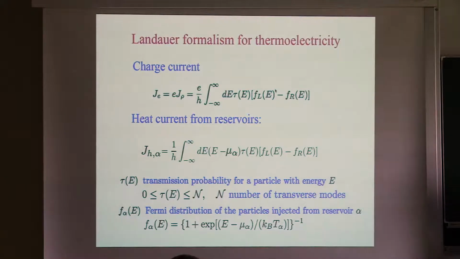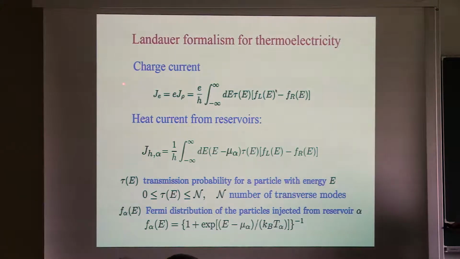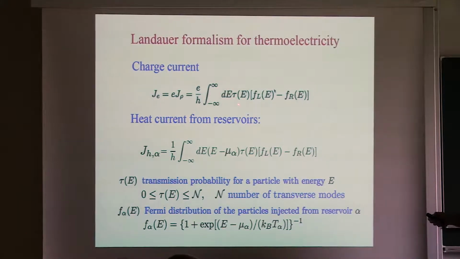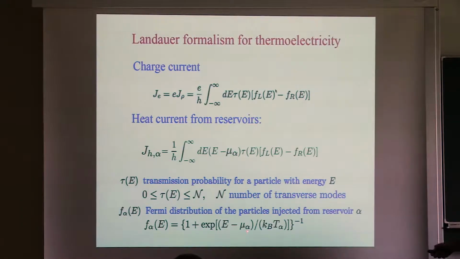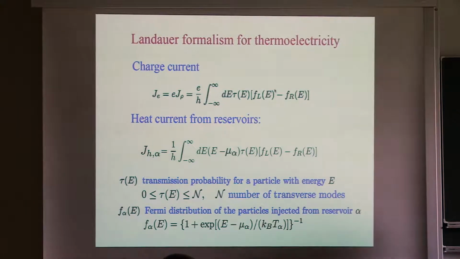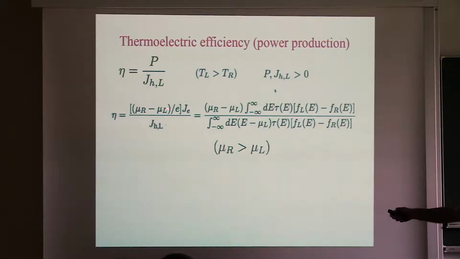We already had tutorials about energy filtering yesterday, but just to repeat and set notation. You can derive this energy filtering easily within Landauer formalism. So you can write the charge and heat currents in terms of the transmission probability for a particle with energy E to go from the left to the right reservoir. Transmission is upper bounded by the number of transverse modes. And then you have the difference between the Fermi distributions of the particles injected from the left and right reservoirs. So you can write this expression, and then out of that you can compute efficiency. Power is voltage times electric current, divided by heat extracted from the hot reservoir.